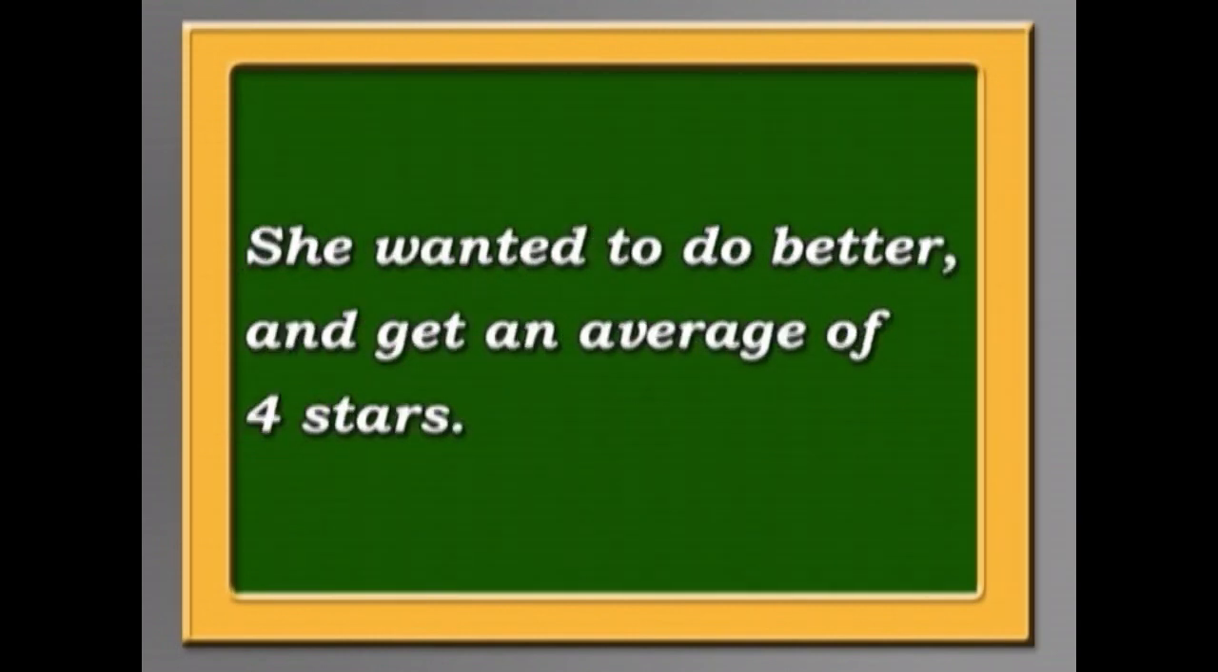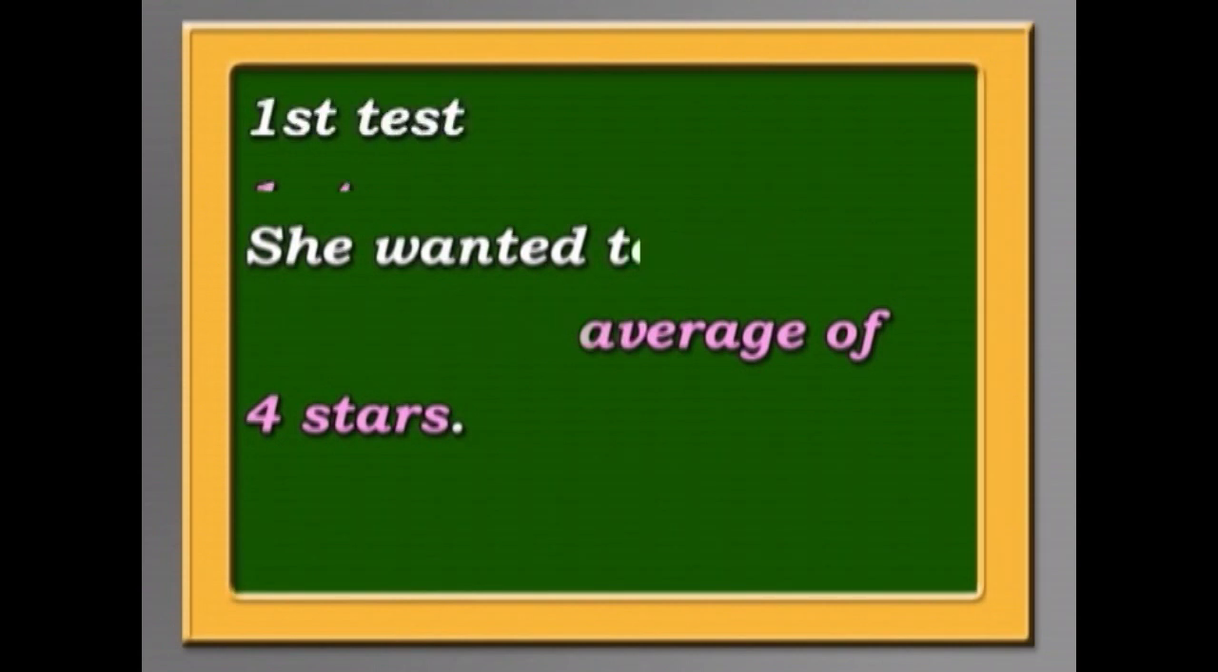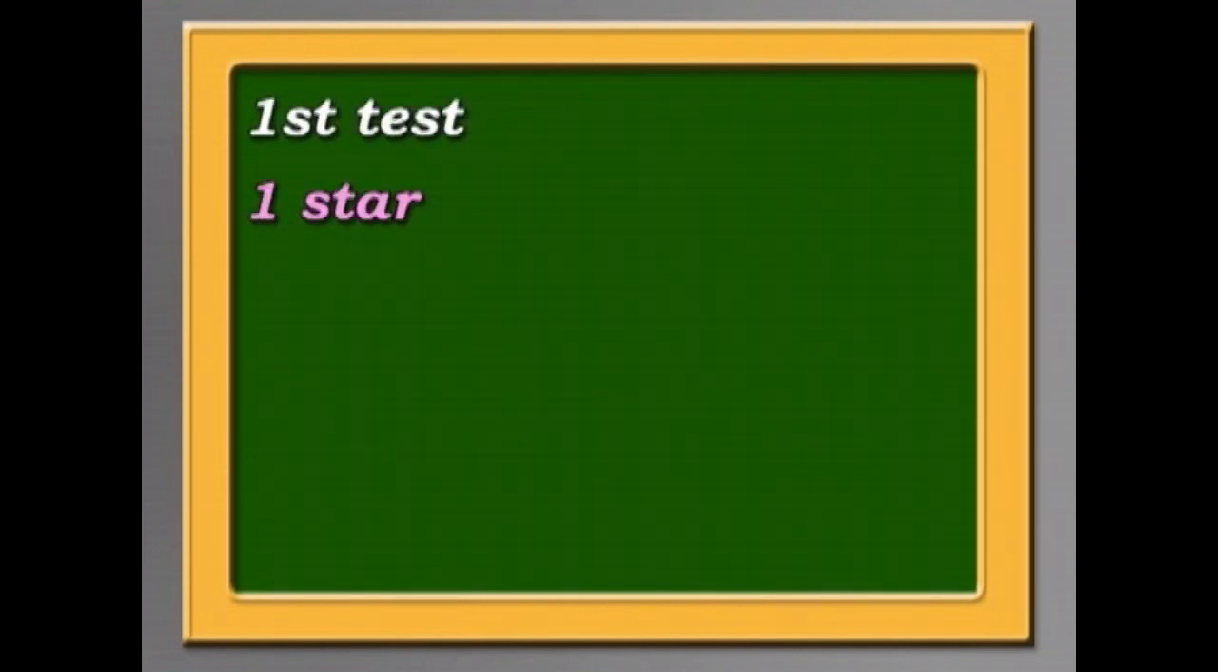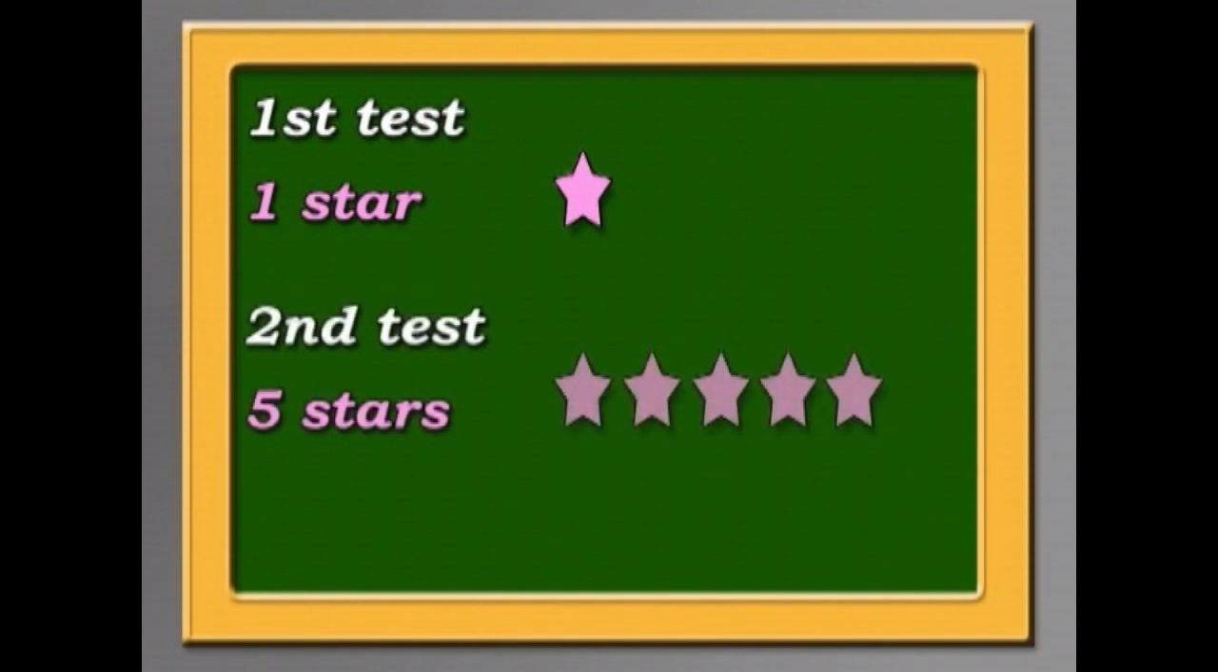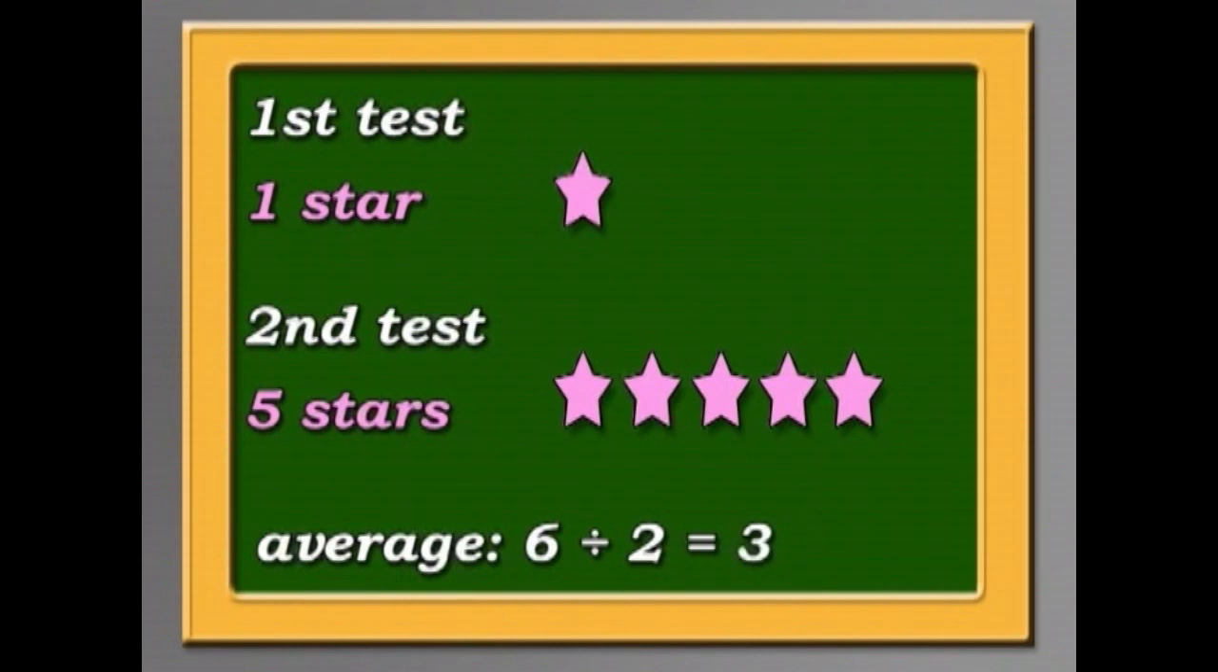And remember, her goal was an average of 4 stars. I'll help you on your way. On the first test, she got 1 star. If she gets 5 stars on the next test, she gets 6 stars altogether, 5 plus 1. But she's done 2 tests, so her average is 6 divided by 2 is 3. So she still hasn't reached her goal.